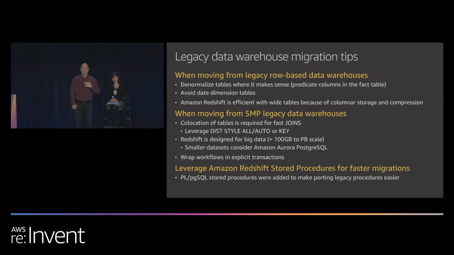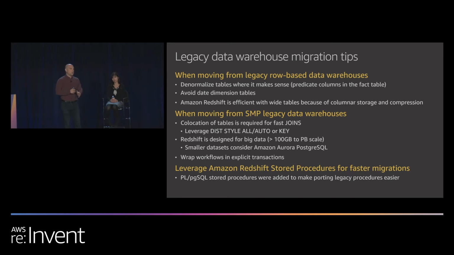So, just a handful of tips. These are some of the things that I've seen when moving from various databases over the last 4 years that I've been working on Redshift. When moving from legacy ones, this one comes up usually if you're coming from a row-based database. In a row-based database, I usually see schemas that are highly normalized. You're trying to break up your tables, and you have lots of tables, and you're doing that for good reason. You're trying to reduce I/O by narrowing your tables because it's a row-based database.